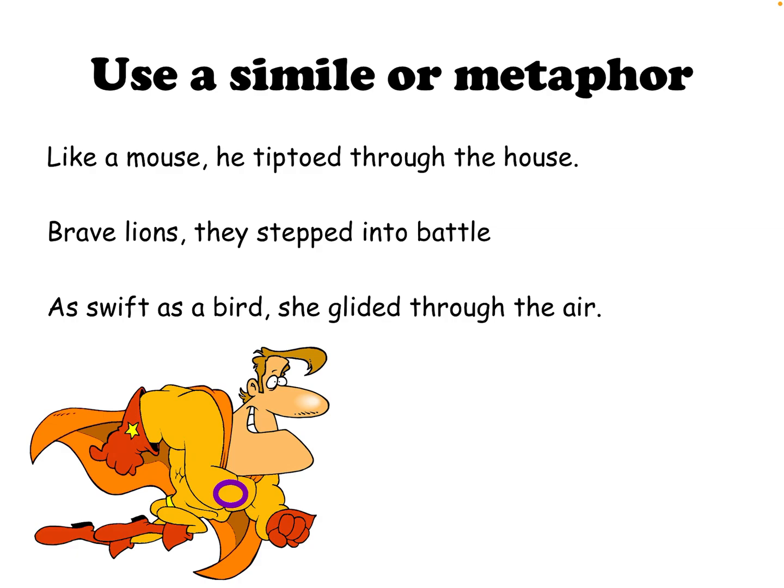So we've only got 2 more sentences left to write, and then we've got our opening to our first story. Use a simile or a metaphor. So we've already gone through this, okay? So remember, a simile is where you can say it's like something, or you could say it's as something. So like a mouse, he tiptoed through the house. Brave lions, they stepped into battle. So that's a metaphor because they're not actually brave lions, just emphasising how brave they are. As swift as a bird, she glided through the air.